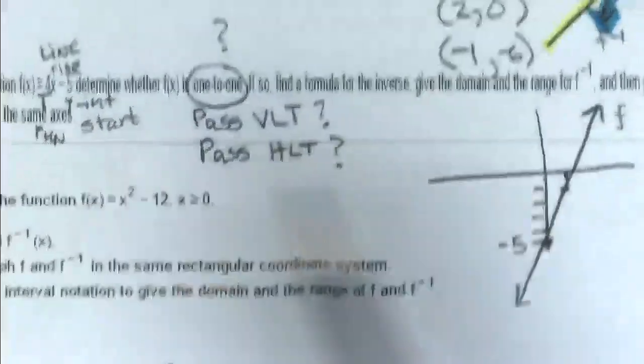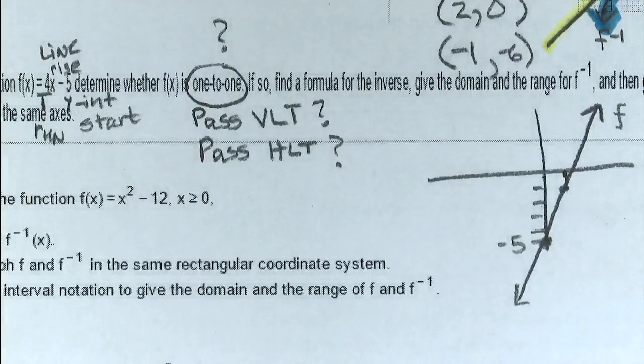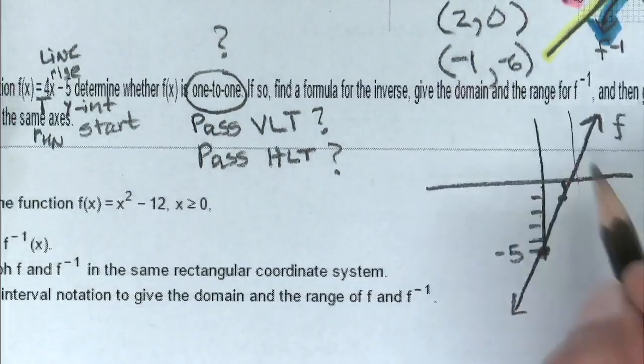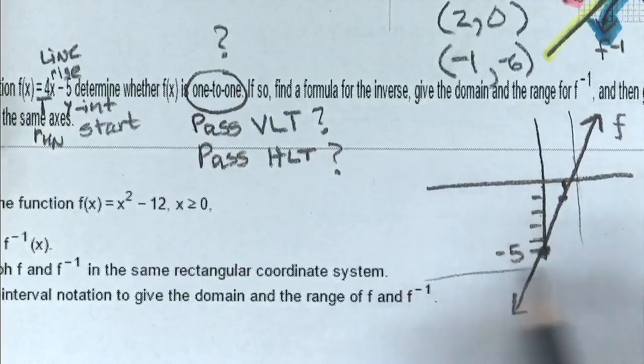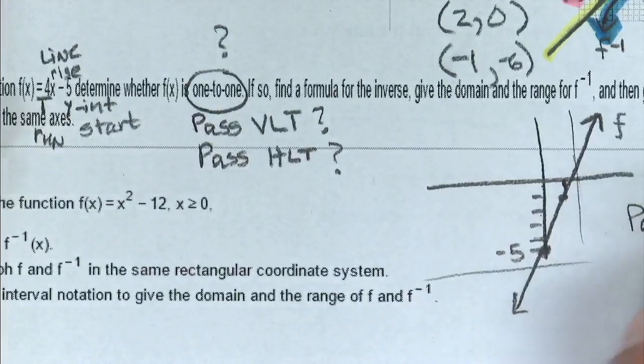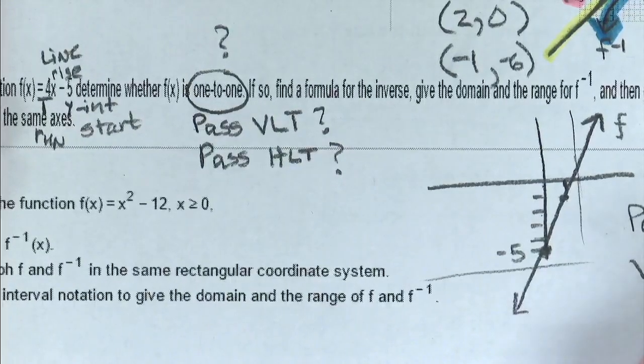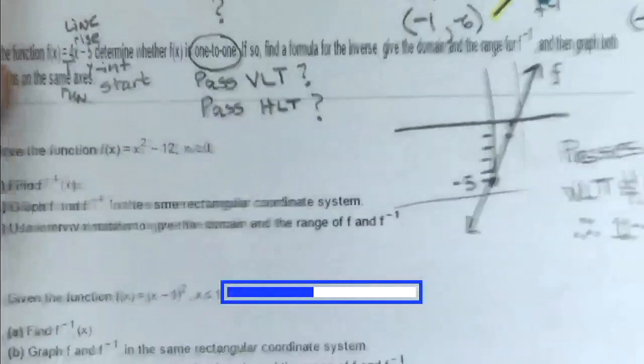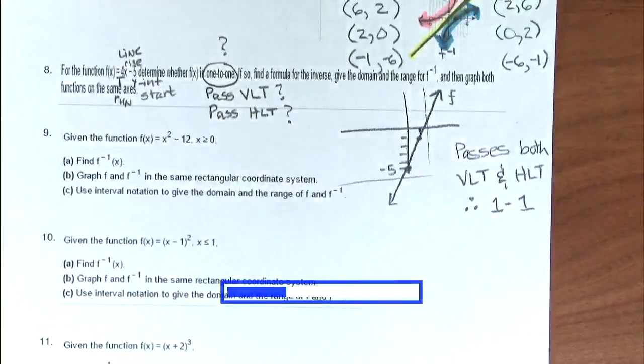So the question is, does the graph represent a 1-to-1 function? What do you think, yes or no? Yes, because it passes the vertical line test. And it passes the horizontal line test. So you could just say for your work, it passes both the vertical line test and the horizontal line test. Therefore, it is 1 to 1. There's my little notes right there.